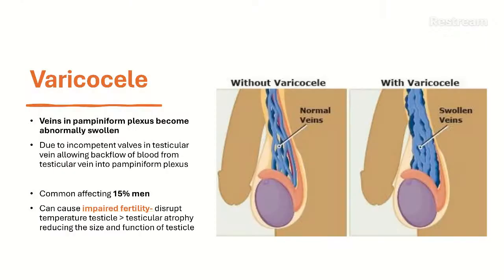Then varicocele. With a varicocele, we've got some veins in the pampiniform plexus. We can see on this image lots of veins, and they become abnormally swollen in varicoceles, usually due to incompetent valves in the testicular vein. So you get backflow, and then these veins swell, and they cause a bag of worms. I've got another picture on the next slide. Very common, it affects about 15% of men. Usually we leave them alone unless they're causing impaired fertility. They can disrupt the temperature, and so they cause testicular death, and then they reduce the size and function of the testicle. So on the left is normal veins, and on the right you get these swollen veins in the testes.